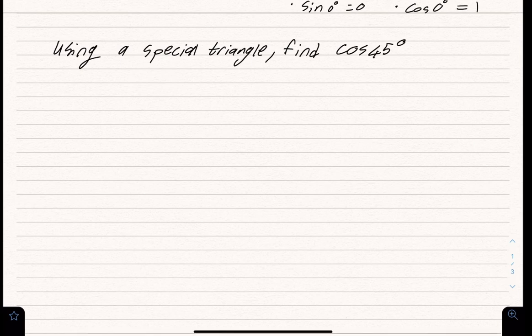So here's a really nice question. Using a special triangle, let's find cos of 45 degrees. Now, what triangle did we find 45 degrees in? That's right, the one with 45 degrees in both corners and 1 being the length of each side, root 2 being the length of the hypotenuse, which you could find with Pythagoras, and we know that that's a right triangle.